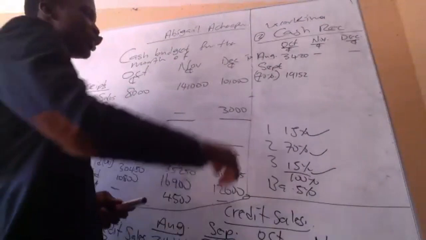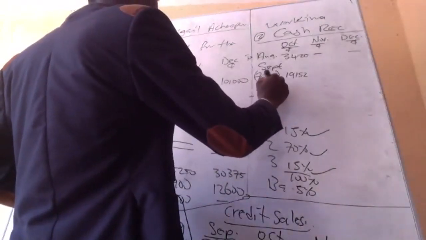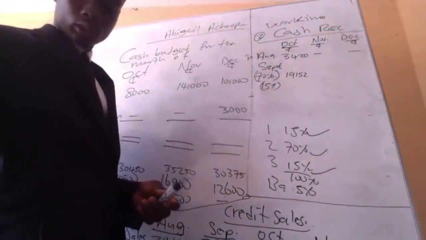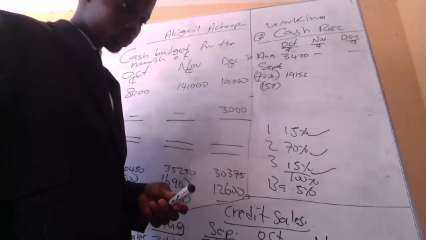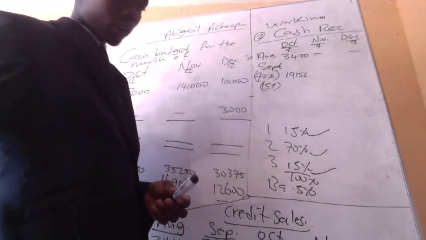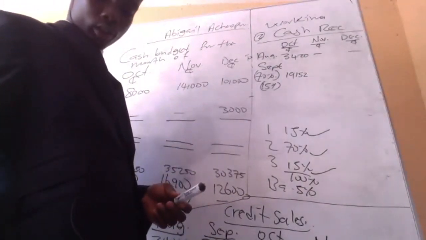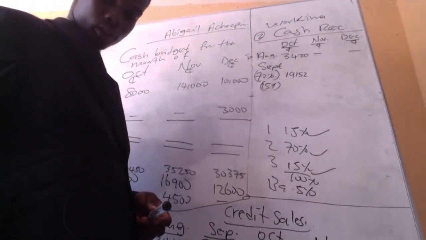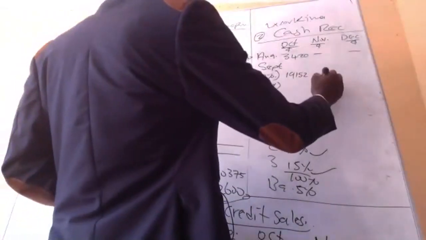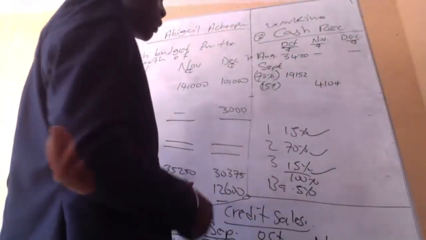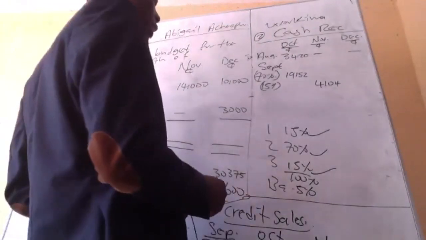So the 15% calculation gives 4,104, which goes in November. Then we are done for September.